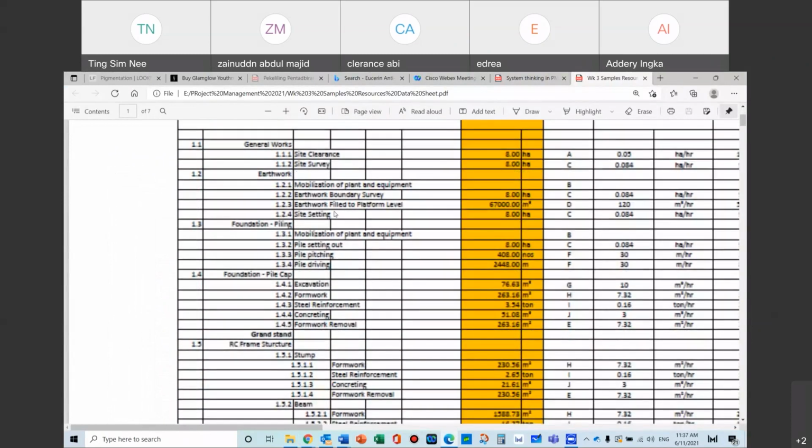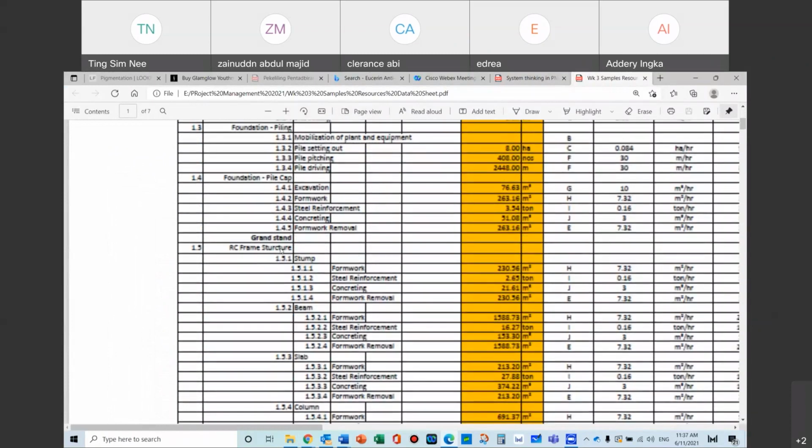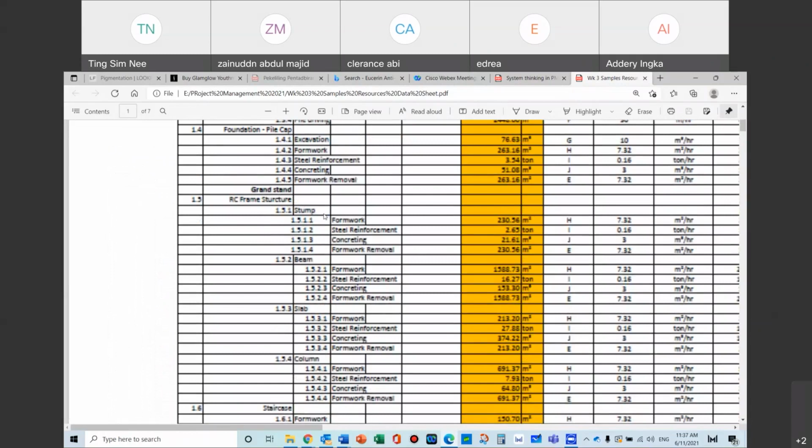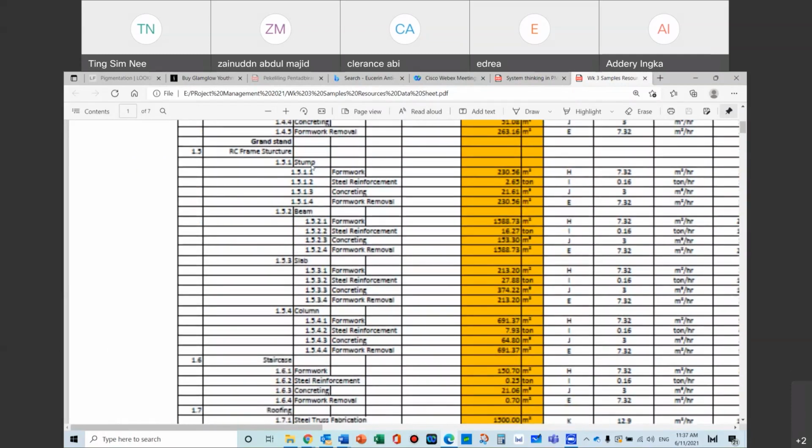Okay. At this stage, as project planning, we'll try to do it as detailed as we can, especially those of you who have experience. You'll probably break it down like, okay, the grandstand, RC frame, stump, this is first layer, second layer. This is the title, grandstand, you have your RC frame structure. This is the stump, your beam, and then in your stump, you do formworking, bar bending, and all that.